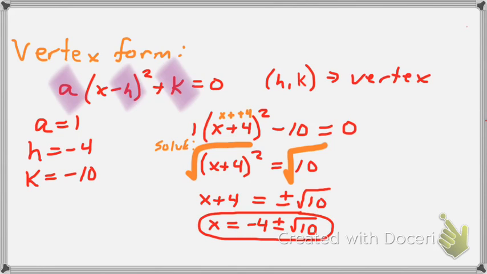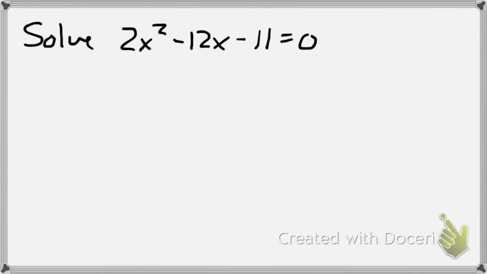So that's how you use the vertex form shortcut to solve a quadratic equation. Let's look at another one together: 2x squared minus 12x minus 11. The three basic areas of the problem are finding the vertex, putting it into vertex form, and solving. If you want to break it up into manageable parts, those would be the manageable parts.